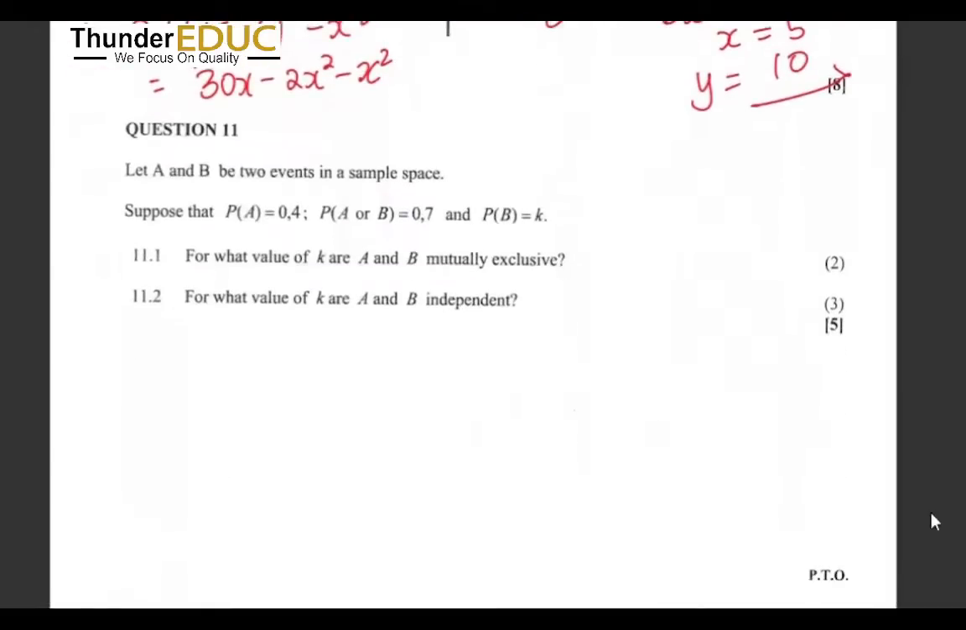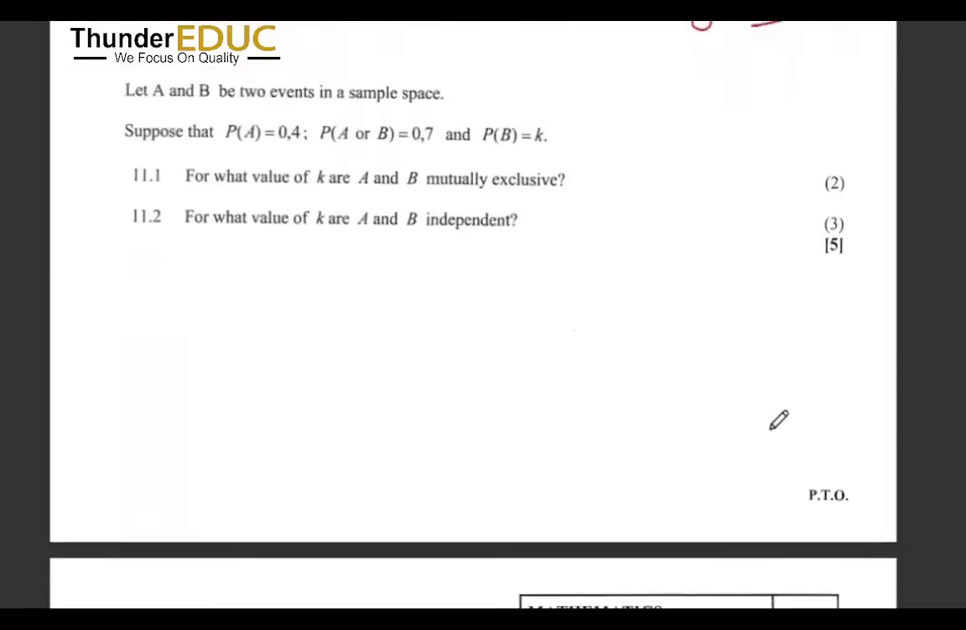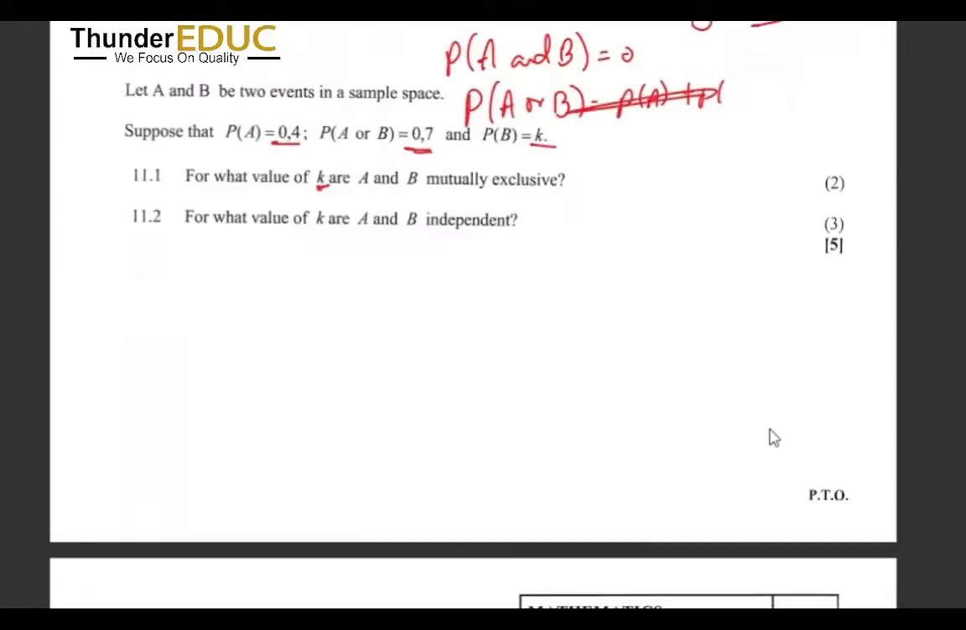Question 11. Let A and B be events in a sample space, probability of A is 0.4, probability of B is 0.7, probability of A or B is 0.7, and probability of B is K. For what value of K are the events mutually exclusive? For events to be mutually exclusive, the probability of A and B must be 0. Then we just have to substitute into the formula: probability of A or B is probability of A plus the probability of B.